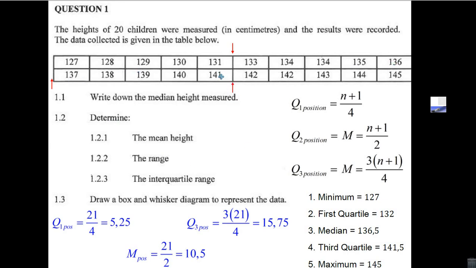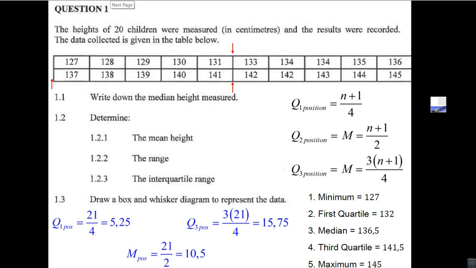Let's take a look at the third quartile. Let's do that thing again. 20 plus 1 times 3/4, you get 15.75. Well, that's between the 15th term and the 16th term. Then you just add them, divide by 2. That's why the third quartile is 141.5. Well, there's all our numbers. That's it: minimum, first quartile, median, third quartile, and the maximum.